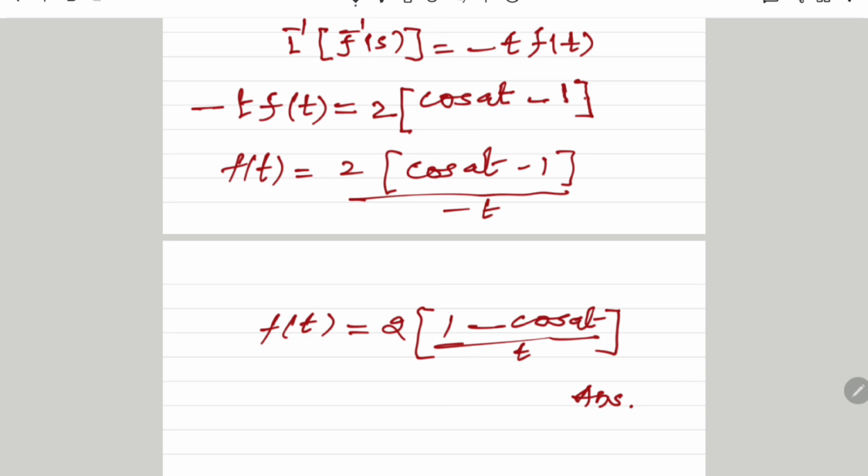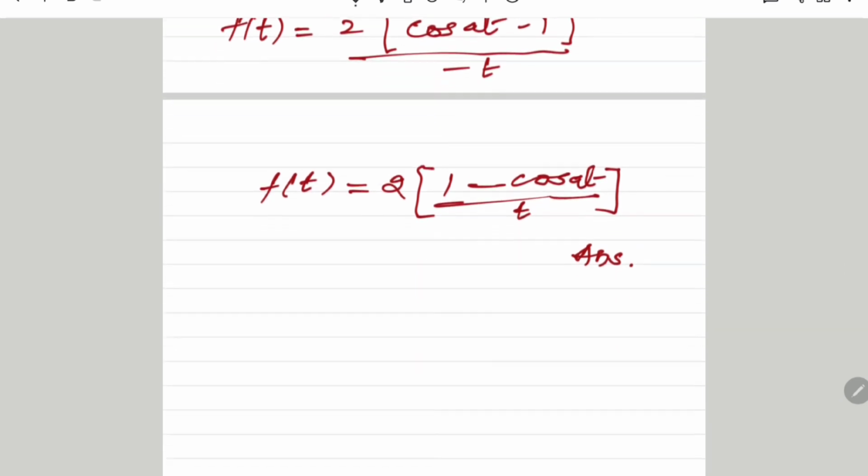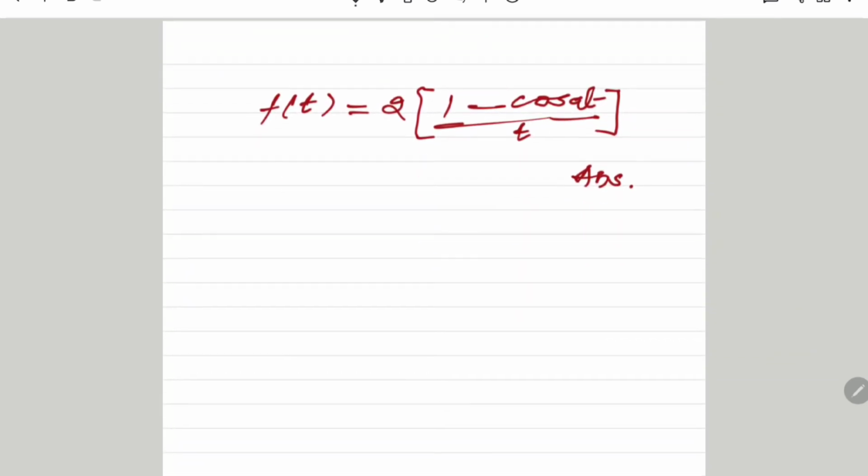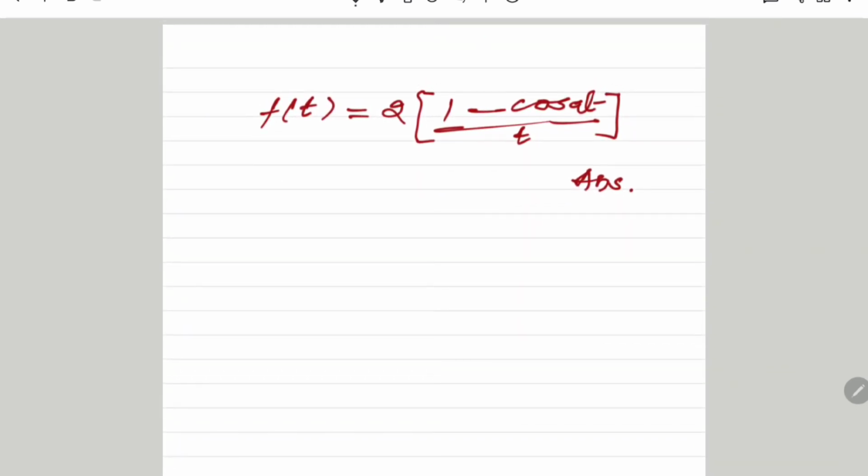Therefore, in this video, I have discussed 3 simple problems on Laplace as well as inverse Laplace transform.